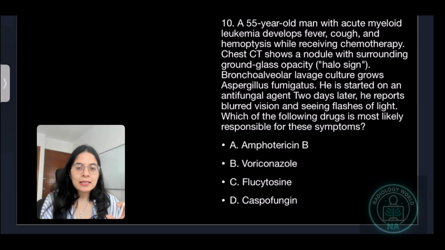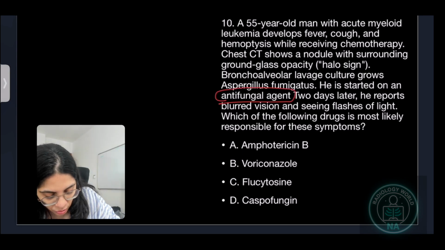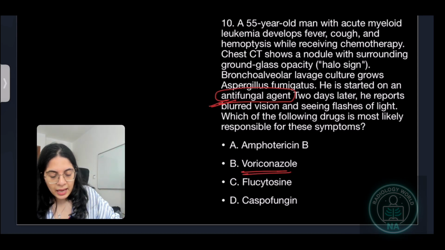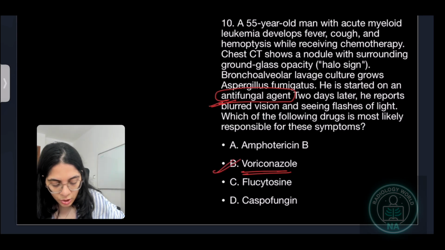So here they are basically testing you on the most common side effect of the antifungal agent they have given. First you need to remember that when we talk about angioinvasive, the drug of choice is voriconazole. Okay, only when it is very, very resistant we start giving IV amphotericin, but before that you need to remember that the drug of choice is voriconazole, and a very common side effect of voriconazole is blurred vision. Okay, you will have toxicity on the retina, and that will lead to this blurred vision and seeing flashes of light. So the answer over here is voriconazole.